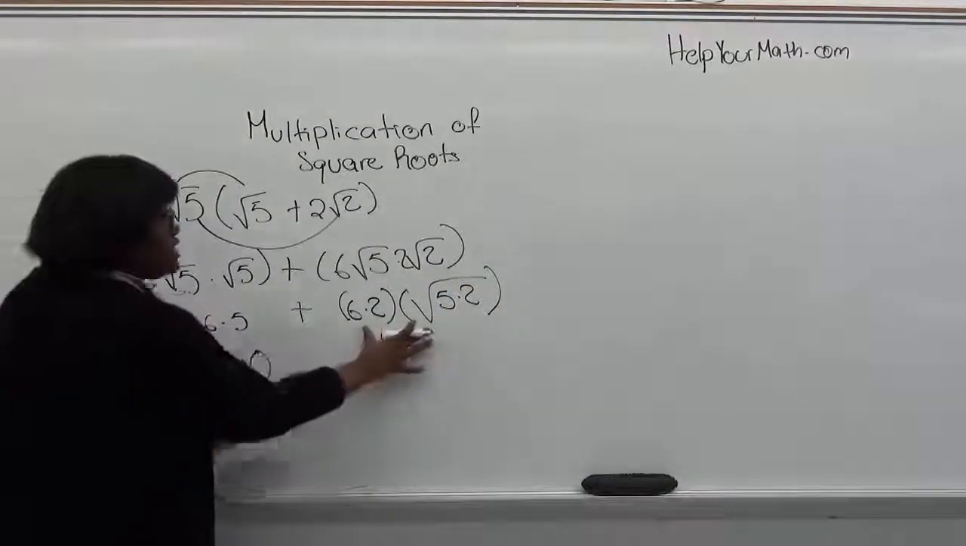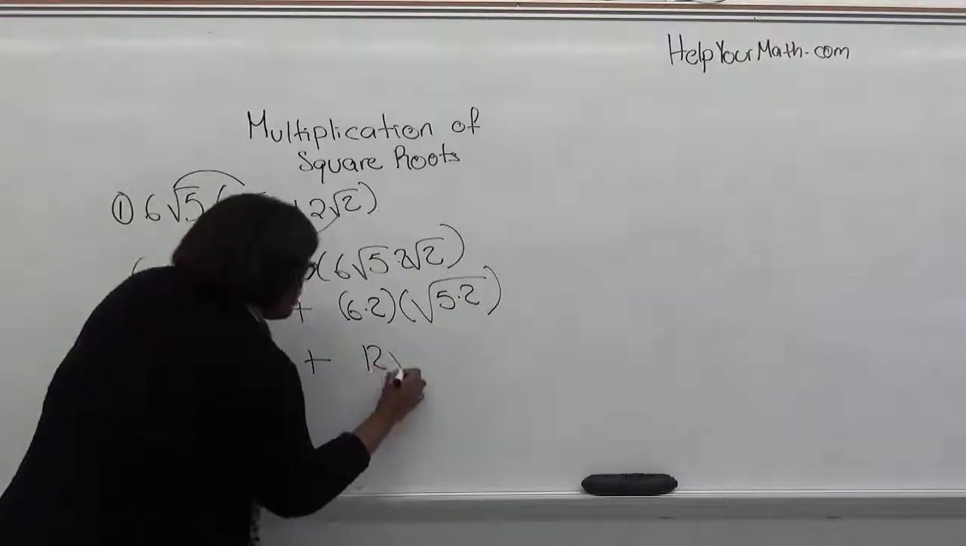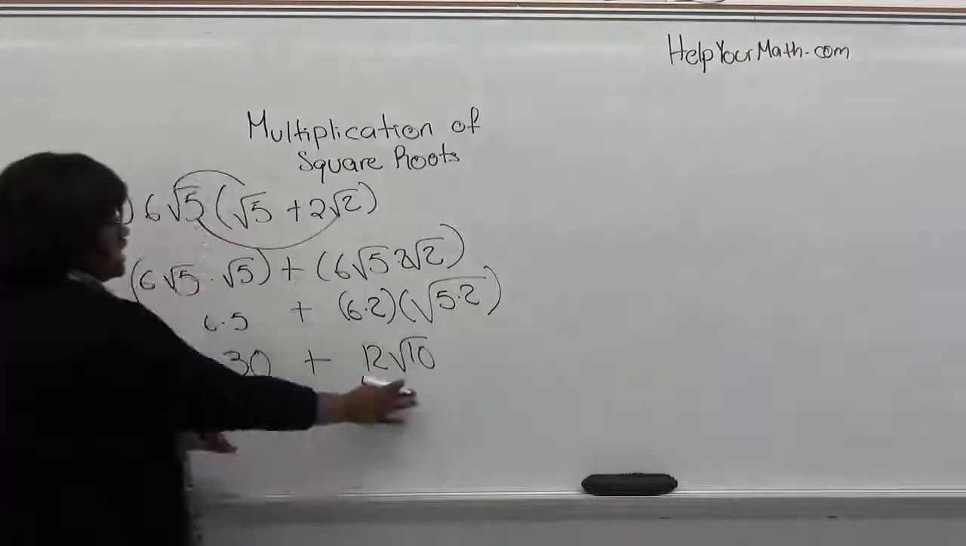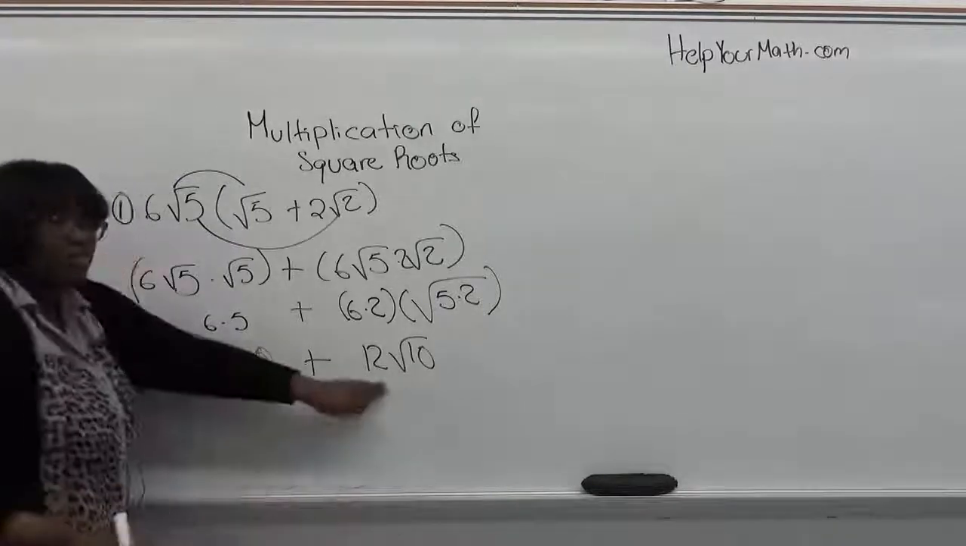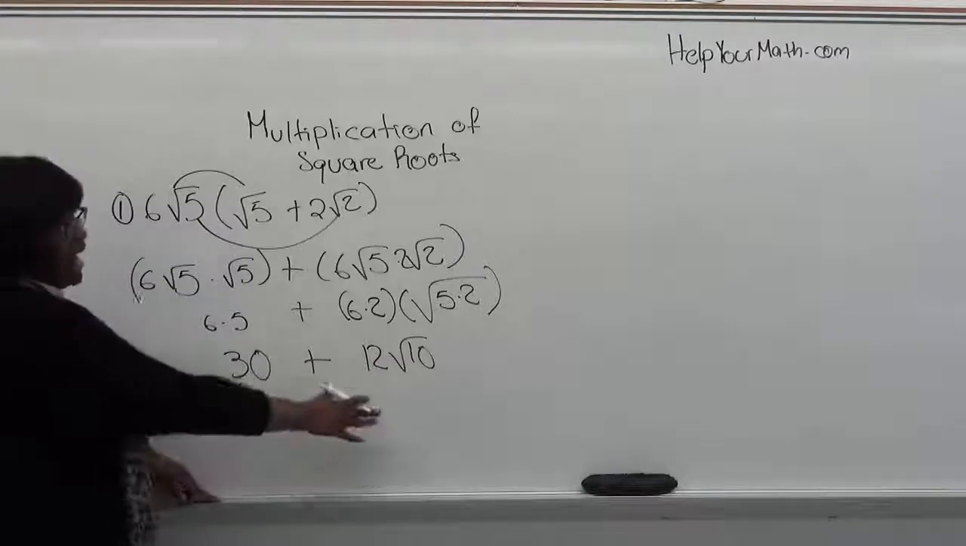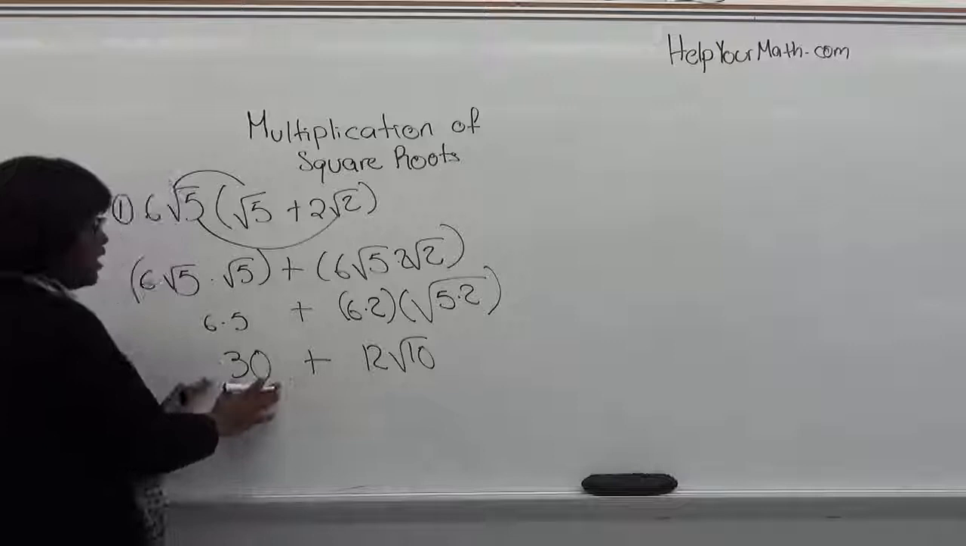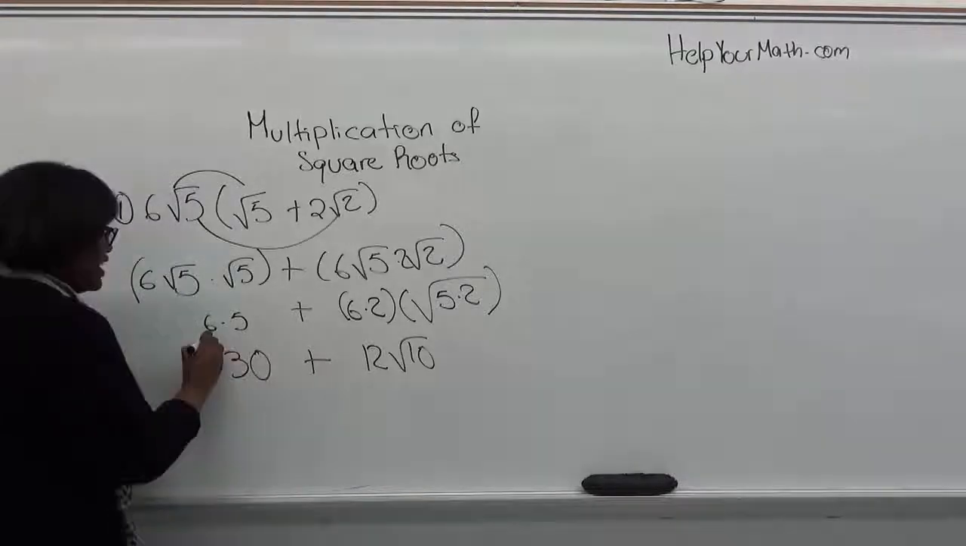Again, only multiply like terms. So this would be 12 radical 10. Since we can't simplify radical 10 anymore, we'll leave it under the square root sign. Now we look between these two terms. Can we add them? We can't, because this has a radical 10 and this does not. So this would be our final answer.